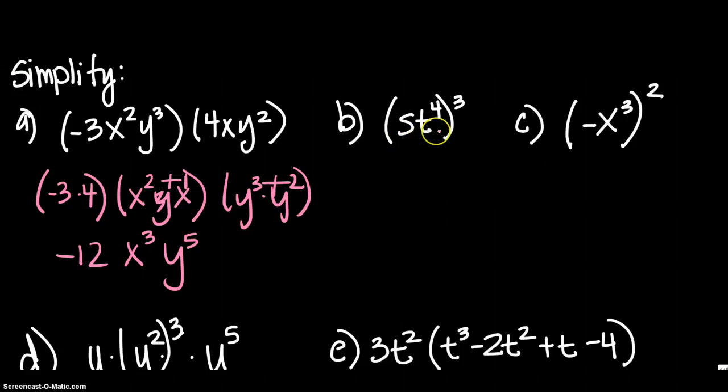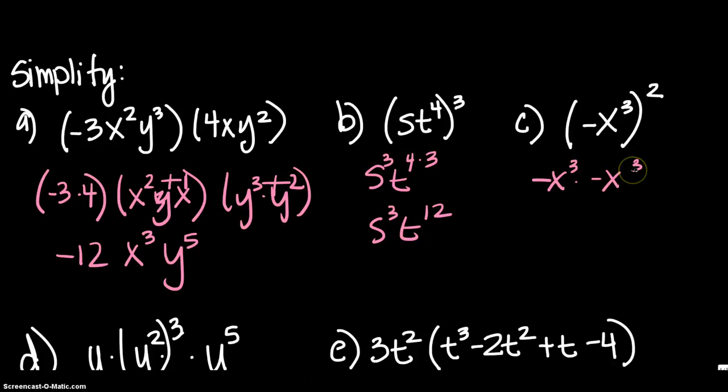Next one, st to the 4th cubed. This is going to be s cubed, t to the 4 times 3, right? S cubed, t to the 12th. Next one, negative x cubed squared, right? If I write this out, this is negative x cubed times negative x cubed. Negative and a negative make a positive, and I add those exponents. X to the 6th power, right? 6th power. No, I could multiply those exponents, but you need to remember that there's the negative in front ends up becoming a positive.